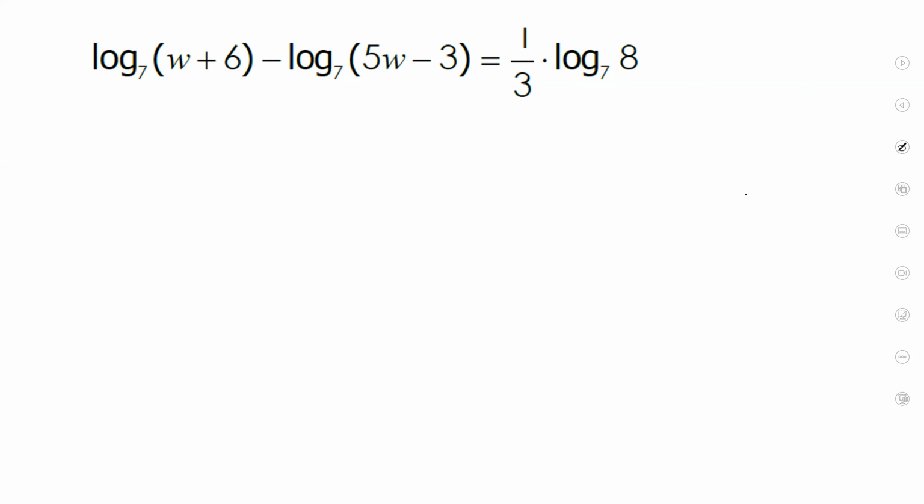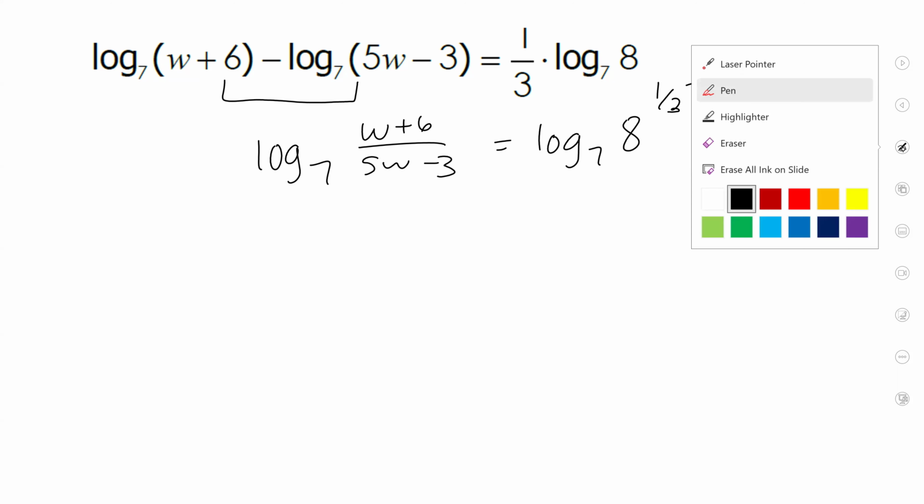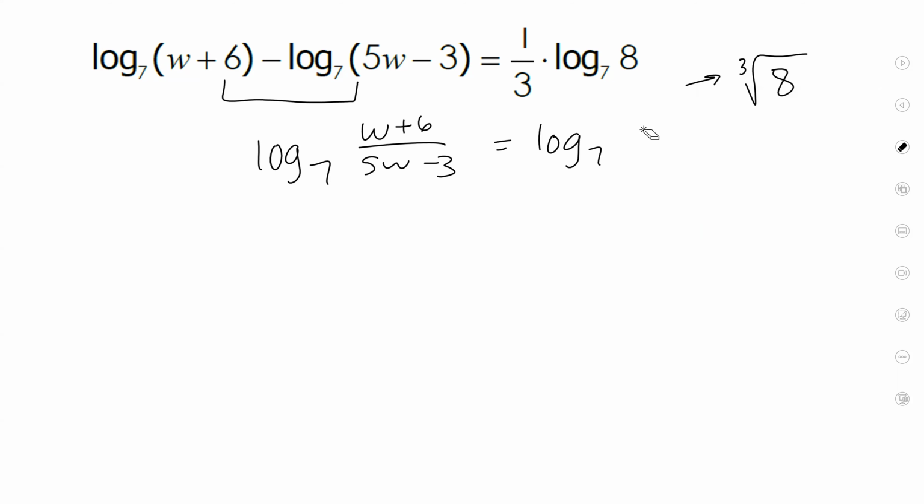Okay, this is what we did last week, where we used the quotient property to write this as log base 7 of W6 over 5W minus 3. And this was log base 7 of 8 to the 1/3. Remember, we can write 1/3 as cube roots. So the cube root of 8, we said, was 2.